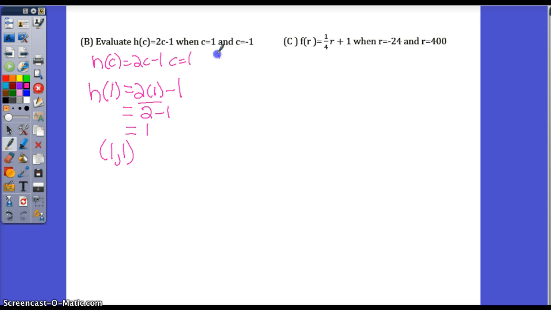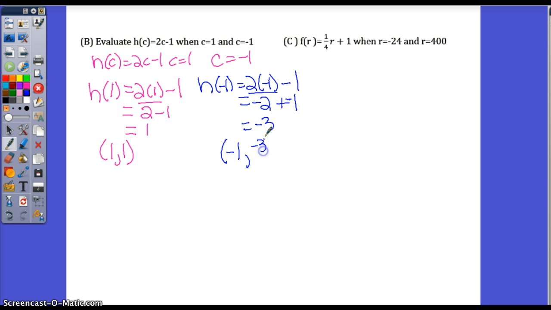Now let's plug in c equals negative 1. Again, always put in parentheses, h of negative 1 equals 2 times a negative 1 minus 1 equals 2 times negative 1 is negative 2 minus 1. Change it to add the opposite. Negative 2 plus a negative 1, same sign sum, is a negative 3. So my ordered pair is x of negative 1, y of negative 3.